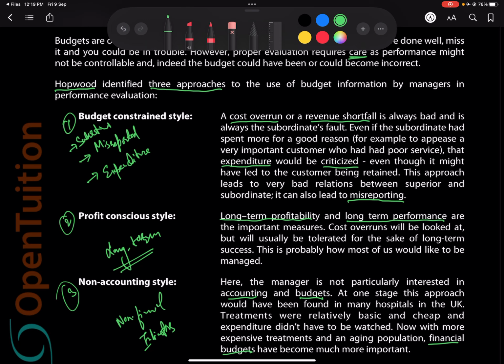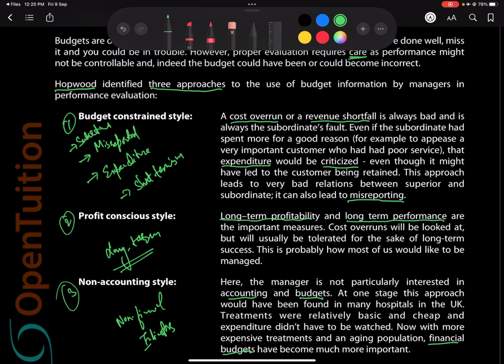Next thing, for profit conscious, the cost overruns are tolerated, basically in view of the long term. Okay, in view of the long term. This is also another point I wanted to point out: short-termism. In the budget constraint style, it's more about the short term because budgets are normally for 1 year, right? So they encourage short-termism.